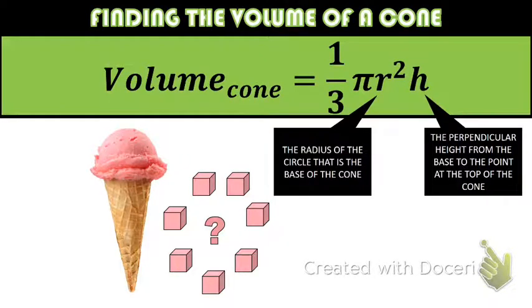The purpose of this video is to help you remember what to do when you are finding the volume of a cone. The formula that you should use when you're finding the volume of a cone is volume equals 1/3 times pi times the radius squared times the height.